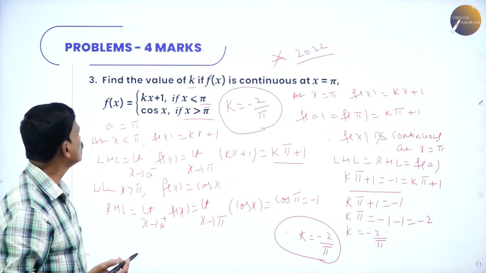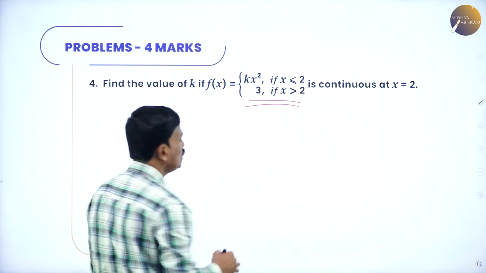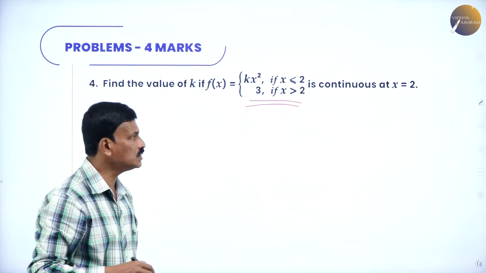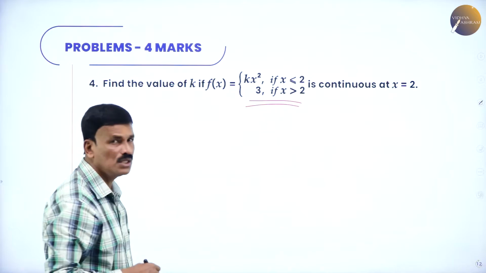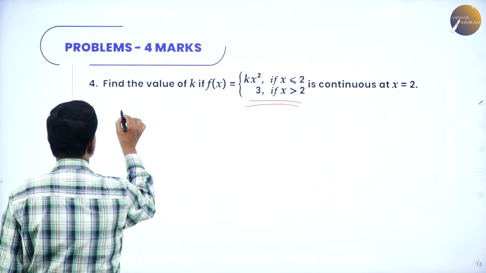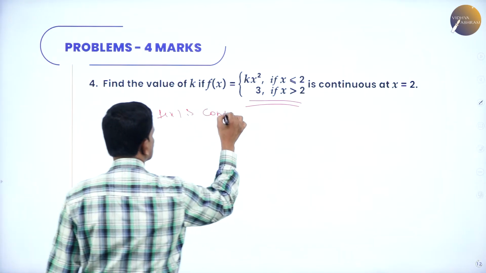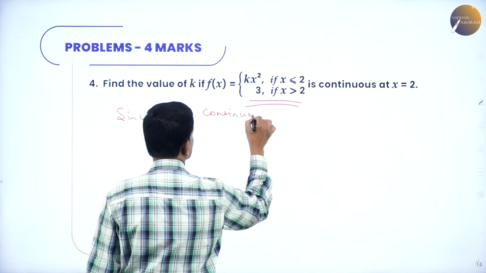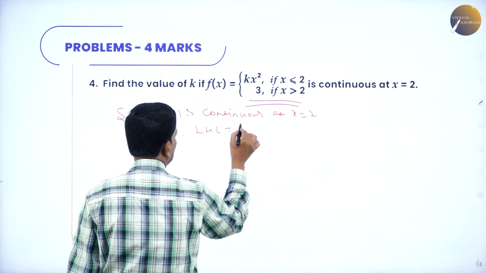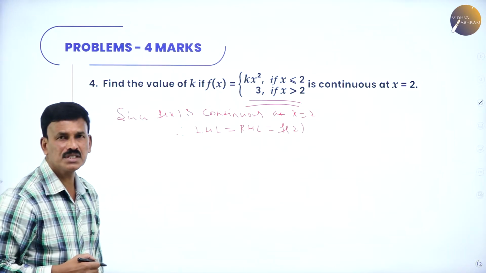Find the value of k if f of x is equal to kx square if x is less than or equal to 2, 3 if x is greater than or equal to 2 is continuous at x is equal to 2. So, this method to solve this also, like this you can solve. What is given here? Since f of x is continuous at x is equal to 2, therefore left hand limit is equal to right hand limit is equal to functional value f of a, that is f of 2.